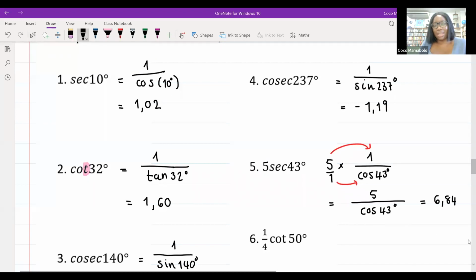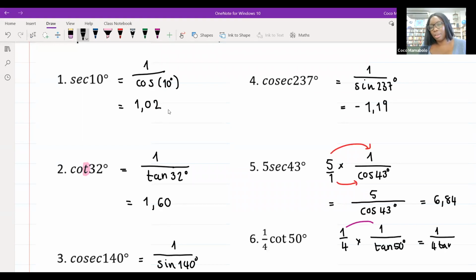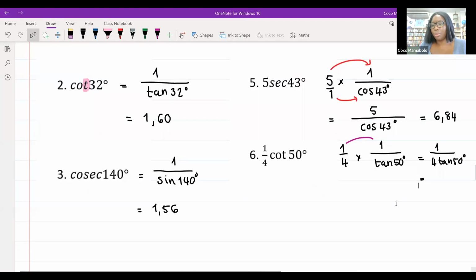Number 6 is going to give us the same thing. I'm going to get 1 over 4 times cot, which is the same as 1 over tan. So I'm going to get 1 over tan of 50 degrees. I'm going to punch that into the calculator. Remember, it's just like fractions. 1 times 1 gives me 1 on the top over 4 times tan 50, which is 4 tan 50. All right, punch that into the calculator and let me know how much you get. Okay, there we go. 1 over 4 tan 50 is equal to, thank you, Kehoratile, beautiful, 0,21.